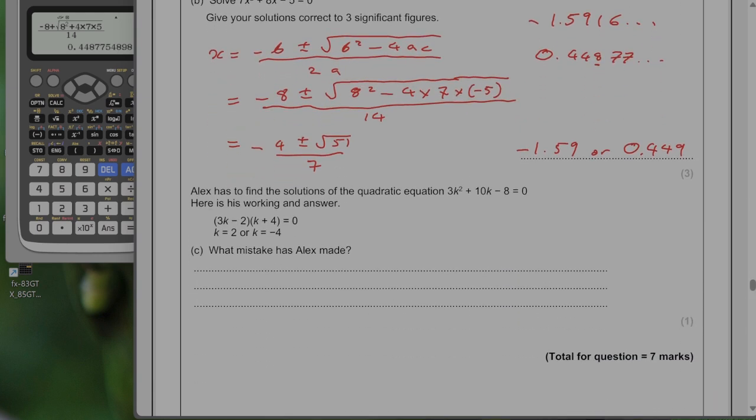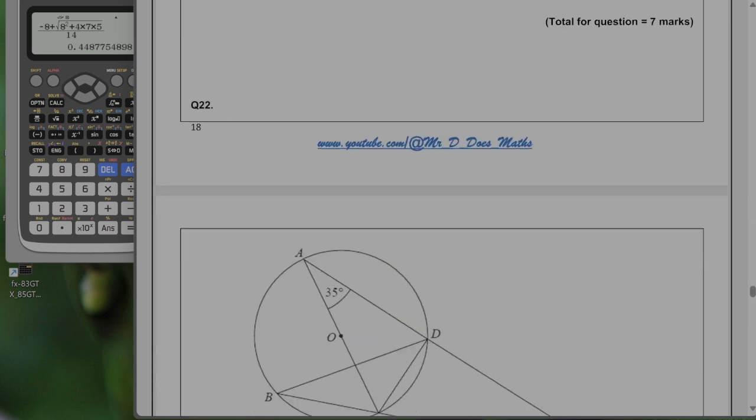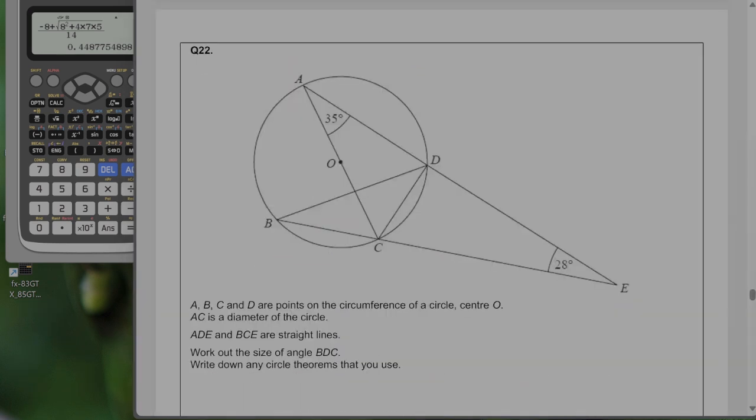Alex has to find the solution of the quadratic equation 3k squared plus 10k minus 8 is equal to 0. Here is his working and answer. Okay. What mistake has Alex made? So his mistake is this one. So I'm going to say if 3k minus 2 is equal to 0, then k would be equal to 2/3, not 2.